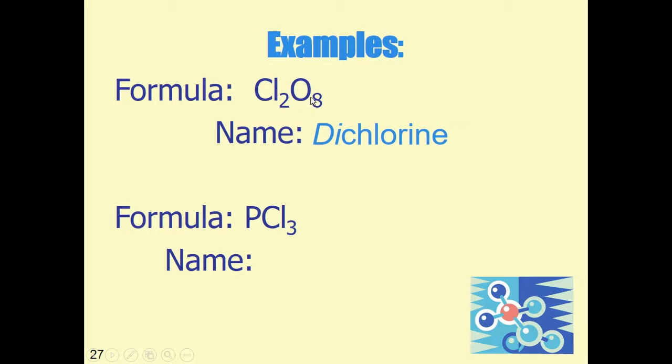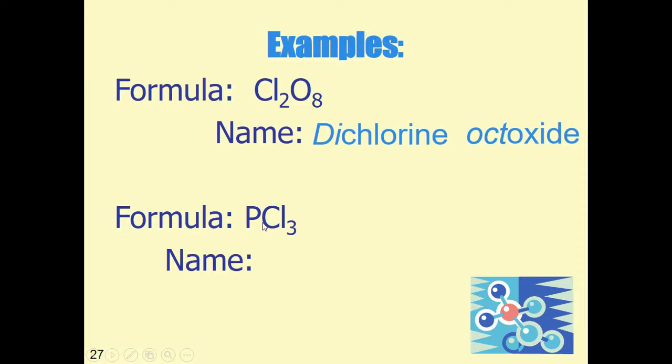Now we look at the next one. The prefix for 8 is octa. And then we have an oxygen. We're going to keep the first syllable of oxygen and replace the rest of it with "ide." So this is octoxide. If you notice, it's octoxide, not octaoxide. We try to not have double vowels if we can avoid it. So that's dichlorine octoxide.